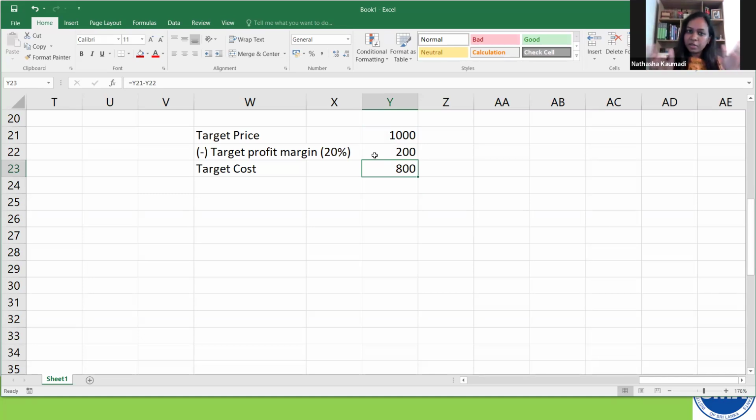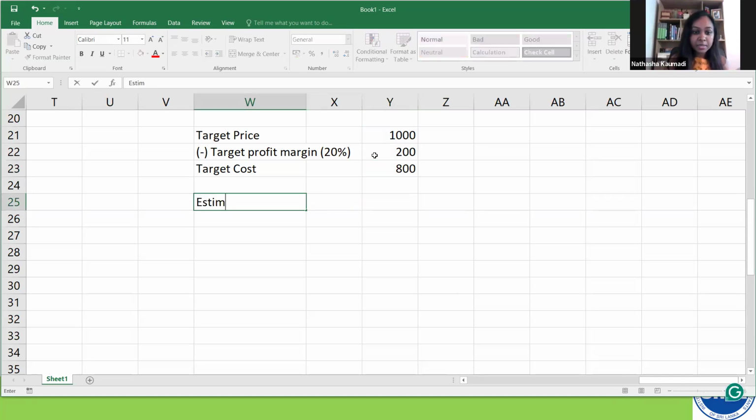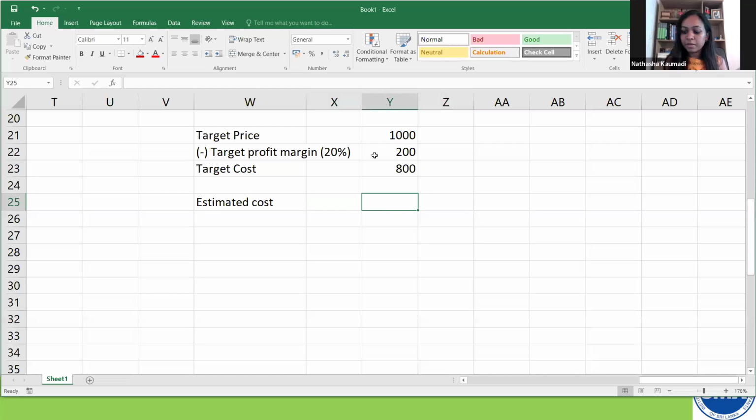But now, when in your company you analyze your cost structures and everything to manufacture this product, you identify your estimated cost per unit. When you actually discuss with your suppliers and all, your estimated cost would be 900. Now, target price is 1,000. When you deduct your target profit, your target cost should be 800. But when you actually go into your company and go into your details, your estimated cost per unit is 900 rupees. Now, what should be done? What's the next step?